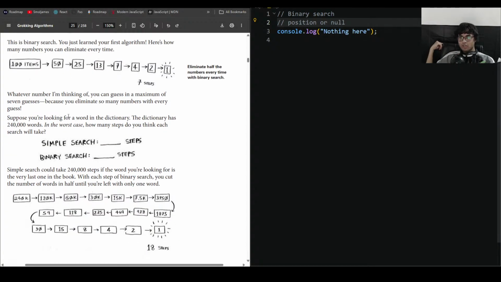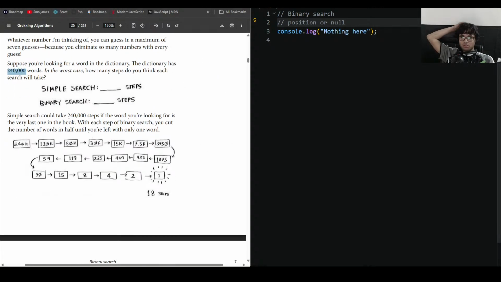Suppose you are looking for a word in the dictionary. The dictionary has 240,000 words. How many steps do you think each search will take? Simple search could take 240,000 steps, if the word you're looking for is the last one in the book.